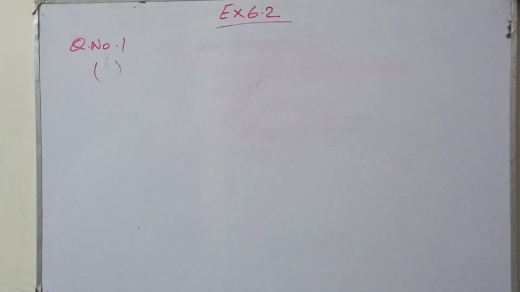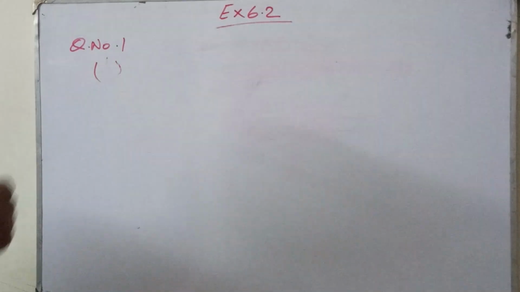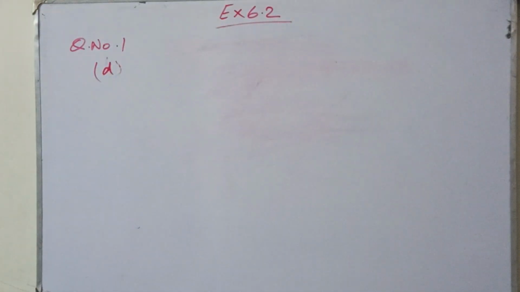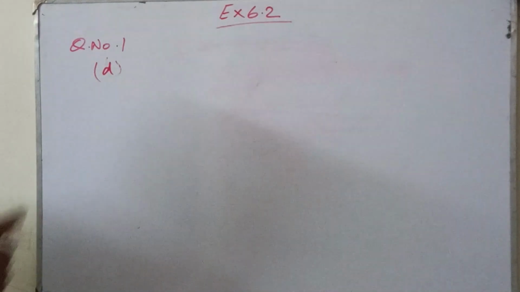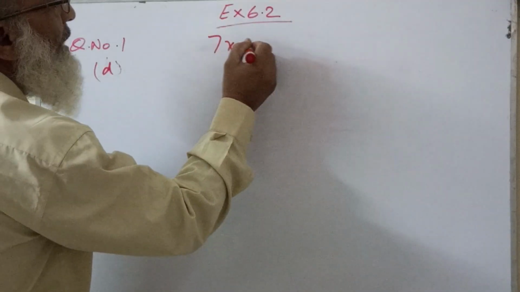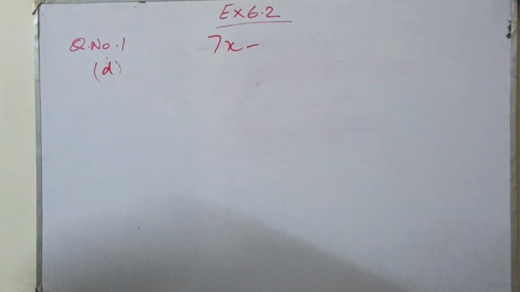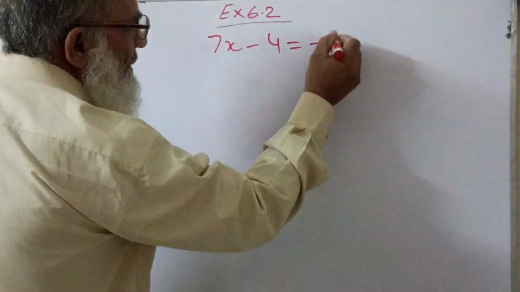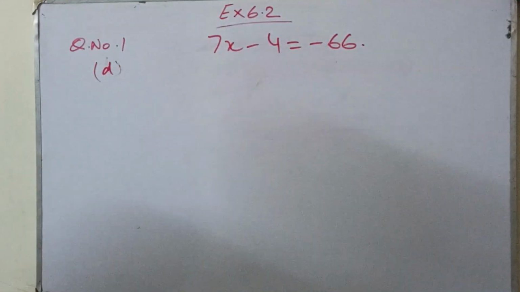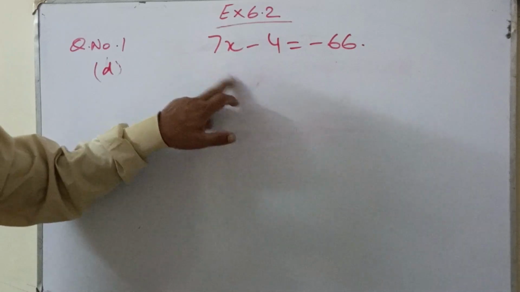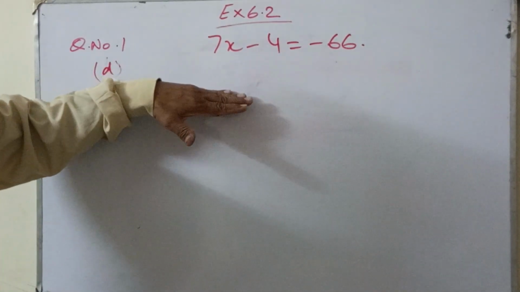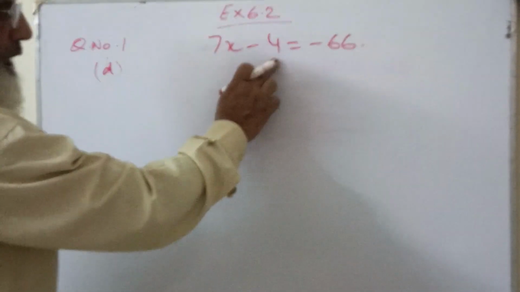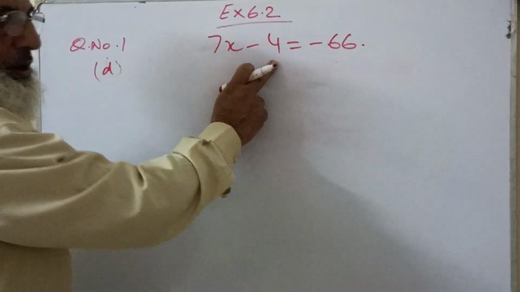Now, my dear students, let me take part D. Part D, same question, same exercise. 7x minus 4 is equal to minus 66. Same two quantities, linear, and x is only at the left hand side. So we have to eliminate only the constant which is written over here.